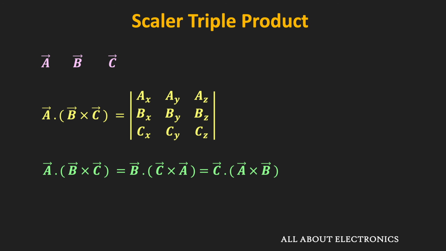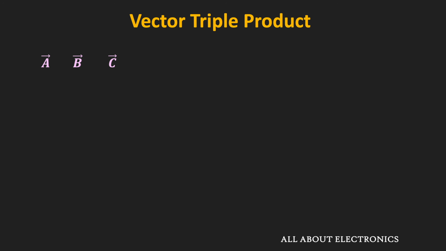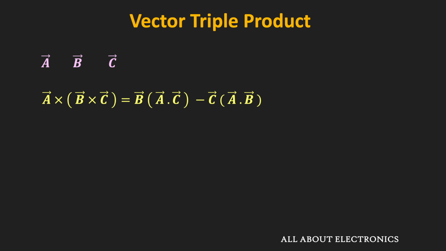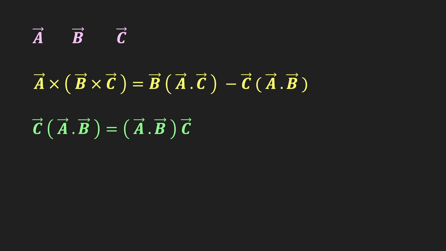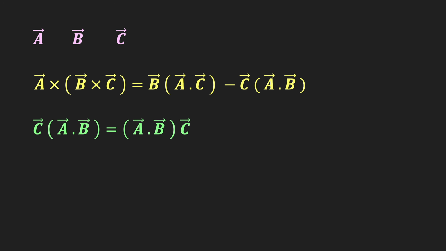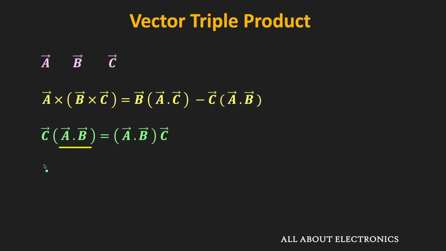Similarly, let us see the vector triple product. If we have three vectors, that is a, b and c, then their vector triple product, that is a cross b cross c, can be given by this expression, that is equal to b times a dot c minus c times a dot b. Here, just notice that this c times a dot b is the same as a dot b times c, because the result of a dot b will be scalar, and as it is a scalar quantity, it can be multiplied before or after the vector.